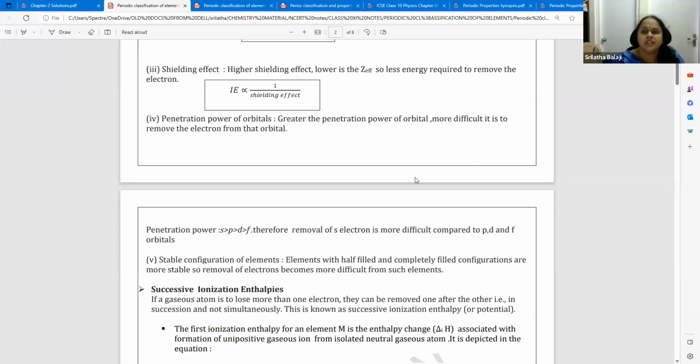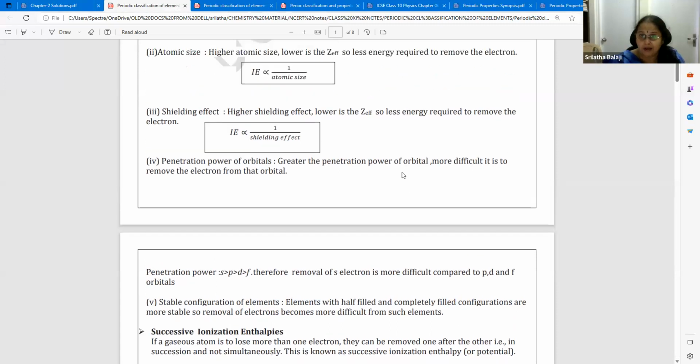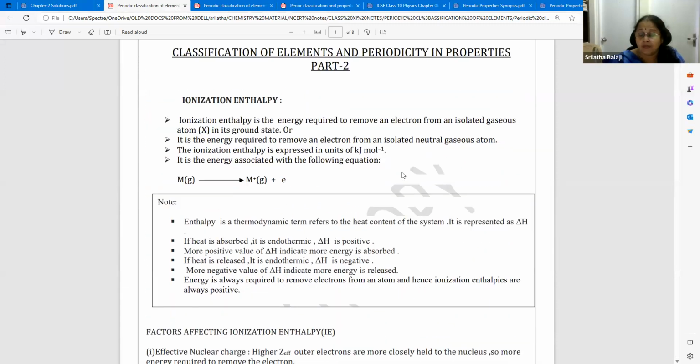So the next periodic property we have is ionization enthalpy. Here I want you to understand the term enthalpy. This is a thermodynamic term, students. So a little bit of the concept of enthalpy, I'll just brief you.